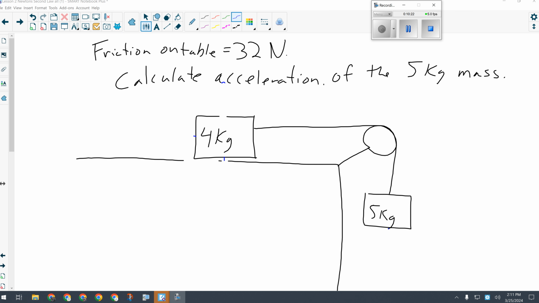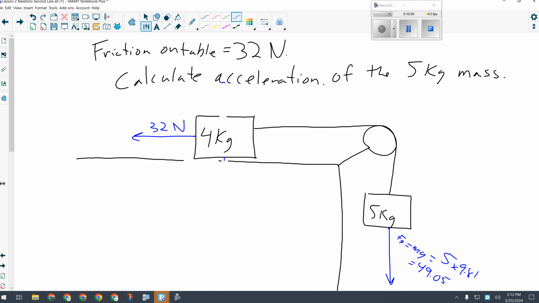So I want to identify the forces that are acting here. That would be the force of gravity. Fg is m times g, so we have 5 times 9.81, which will be 49.05. I don't know what is going on with my smartboard. Okay, and then I'm going to have a force of friction here that is 32 newtons.